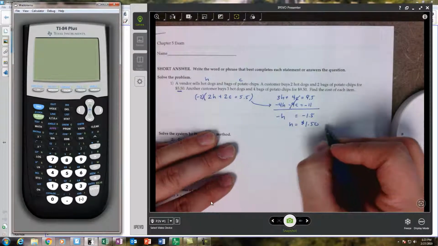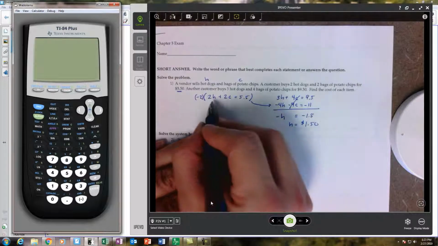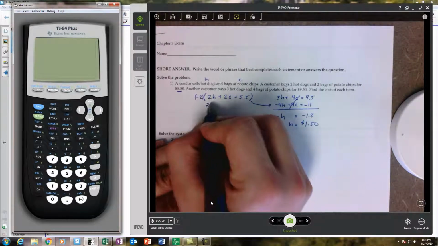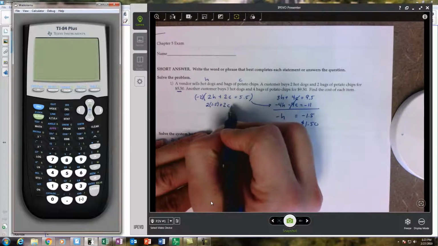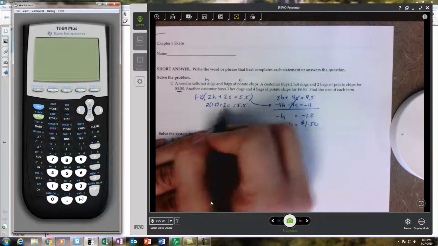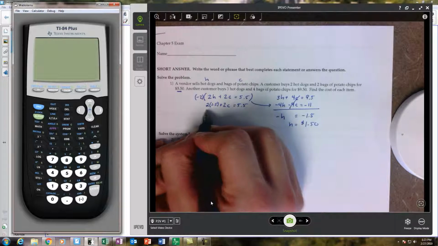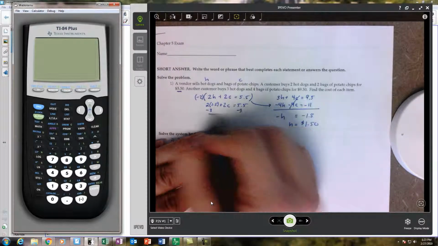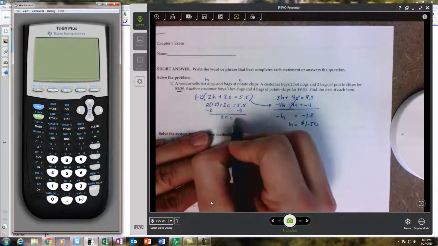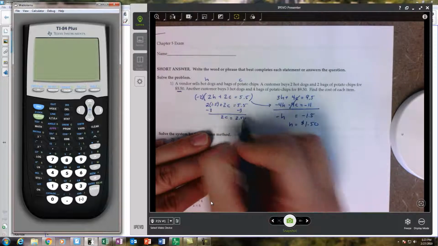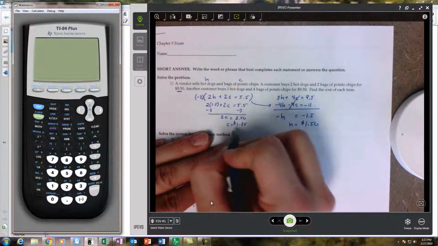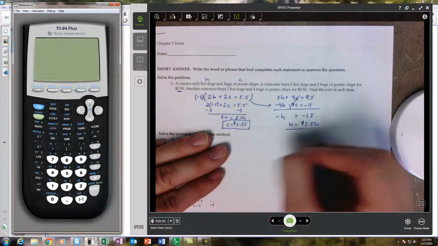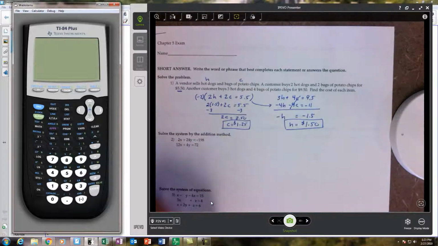To find the chips, I'm going to take that hot dog price and put it right up in here. 2 times 1.5 plus 2 times a chip equals 5.5. This is 3, so I'm going to minus 3. And get that 2 chips is $2.50. So a bag of chips would be $1.25. So I have the bag of chips, I have the hot dog, and I have both prices.